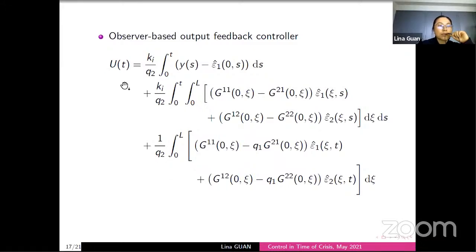So we can derive that if we want to derive the optimal control UT, we need to seek the optimal value of the Ki.